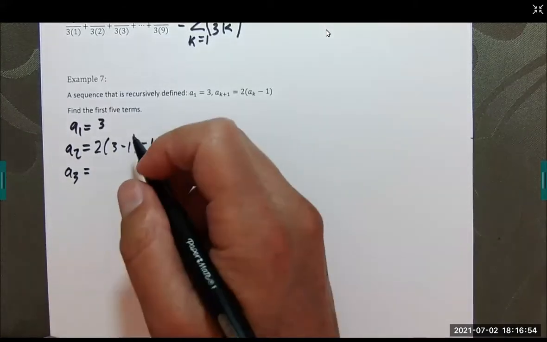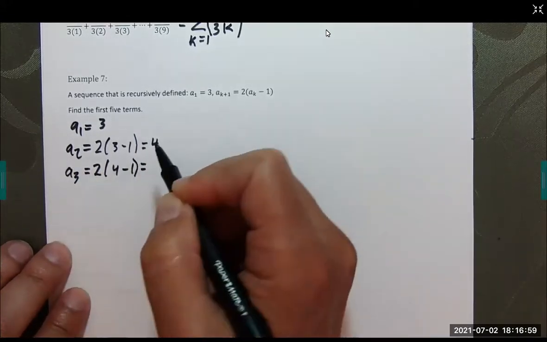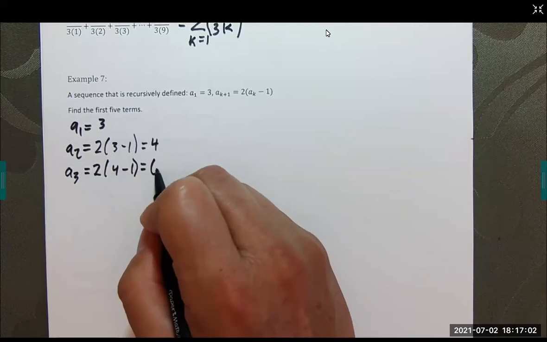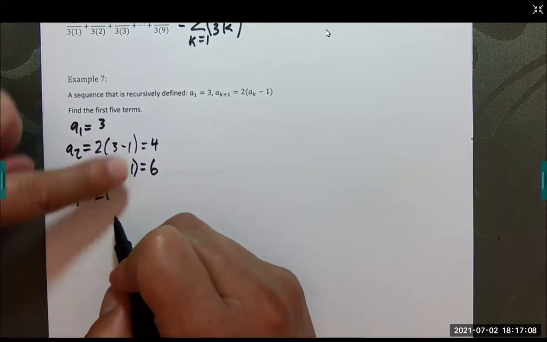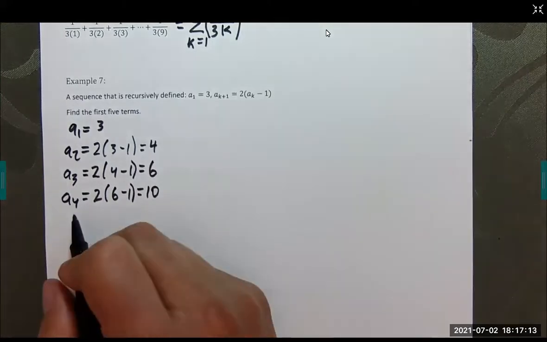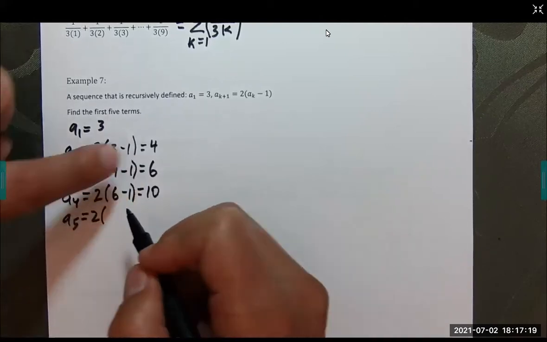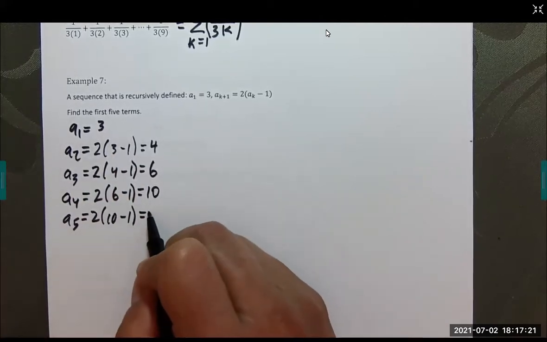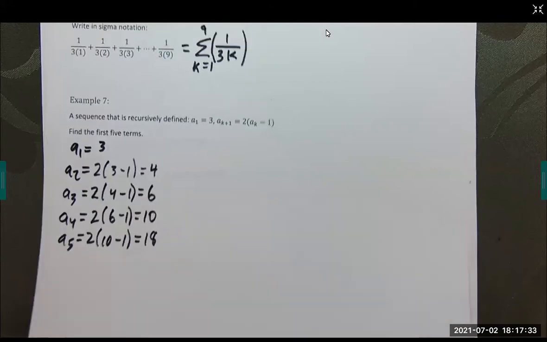A sub 3 is going to be 2 times a sub 2, which is 4, minus 1. That's 2 times 3, which is 6. A sub 4 is going to be 2 times a sub 3, which is 6, minus 1, is 10. A sub 5 is 2 times a sub 4, which is 10, minus 1, which is 18. You may need to rewind the video and watch that again. It's a little tricky. All right, moving on.